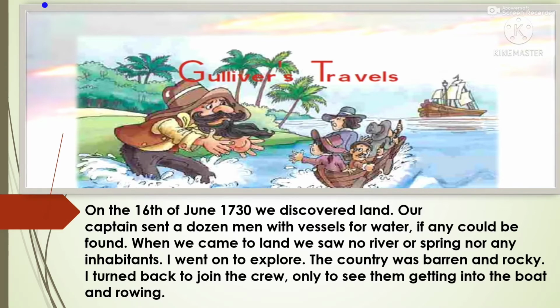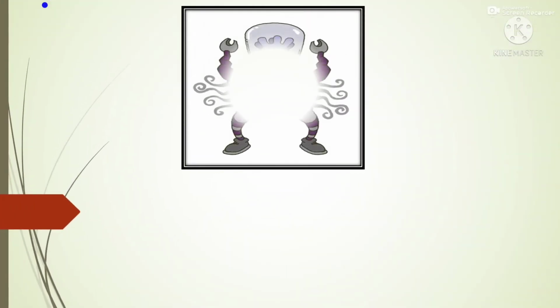So this is the incident of 16th of June 1730, on which day Gulliver, along with his team members, had traveled to a country which was barren and rocky. There was no river. When the captain sent a dozen men, 12 people, to collect water with vessels, they found no river and no spring on that land. That was barren and rocky land. But Gulliver was interested to explore the land, to find out what is there and what is not there. When he returned to join the crew, he saw that the team members were rowing and getting back into the boat because a huge creature was chasing them. You can see here, a huge creature was chasing them.